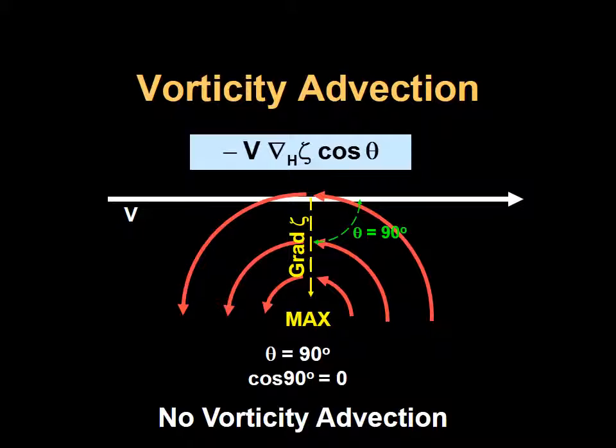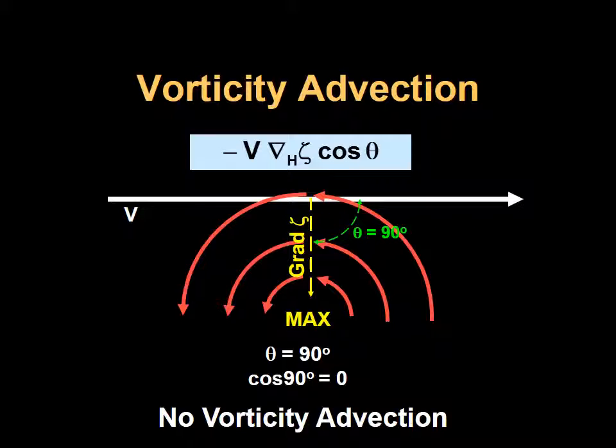Here the wind is moving, of course, west to east, but the gradient is pointing straight towards the max and it's pointing straight down. So that means you've got a 90-degree angle between these two. And you know the cosine of 90 is 0. So if you stick that into the equation, the whole right side of that equation will be 0. That means that there is no vorticity advection.